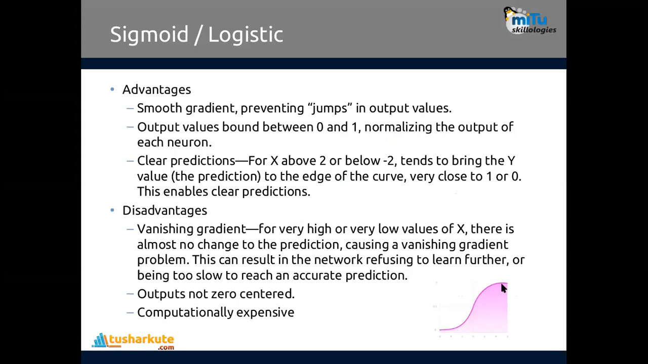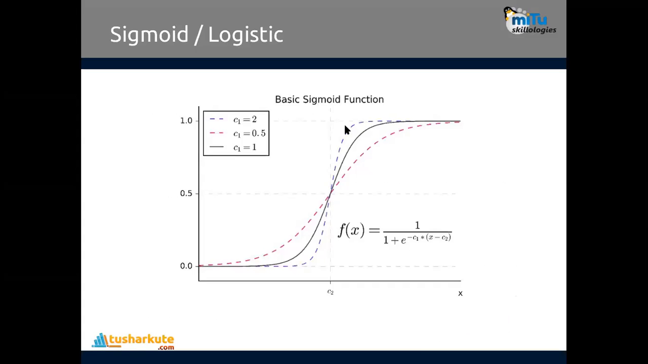Like this, the sigmoid or logistic function is presented here. It gives a smooth gradient, preventing jumps in output values. Output values are bound between 0 and 1, normalizing the output of each neuron. It is probability based, used in logistic regression for classification, though by no means for regression, only for classification.